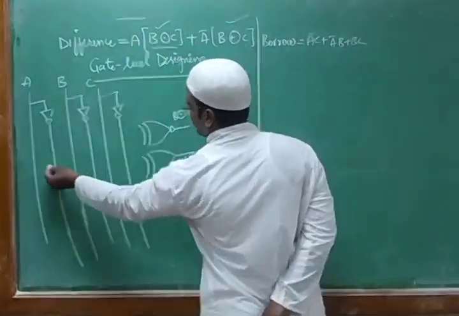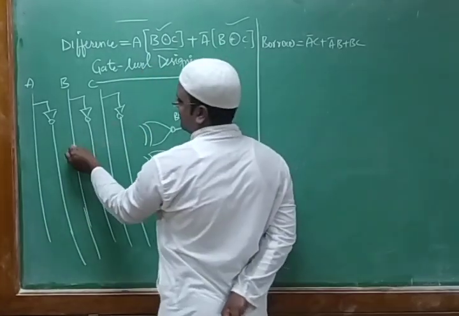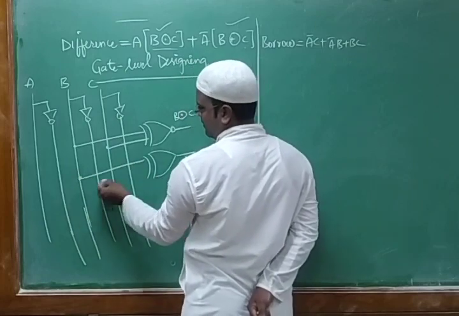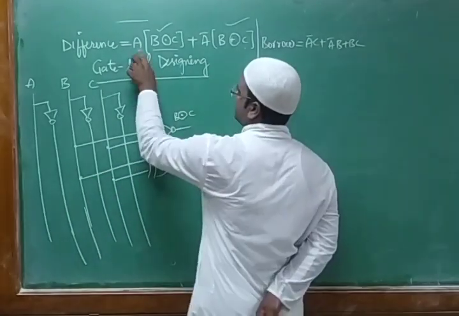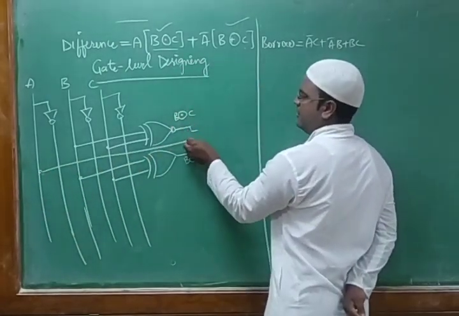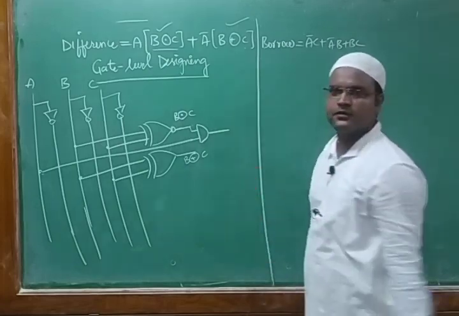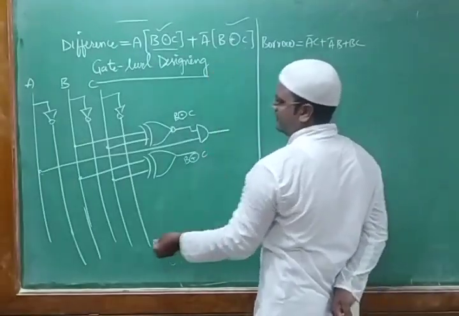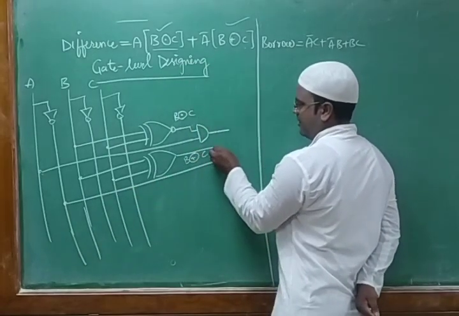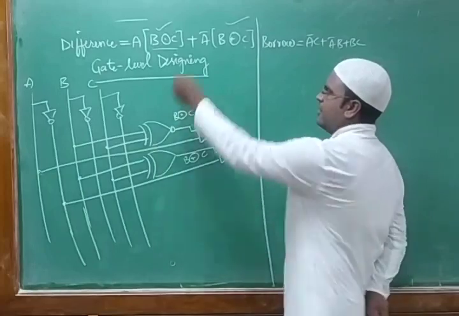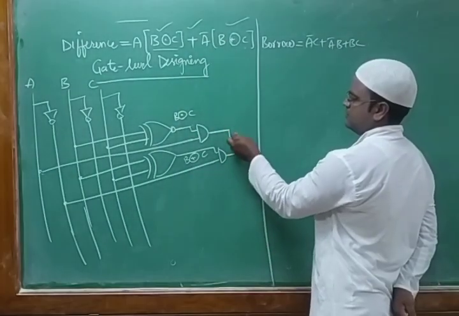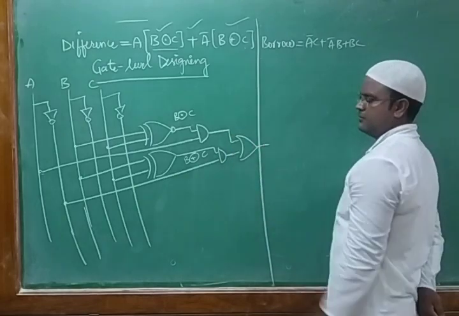So for that, first I'll connect B and C. This is your B, this is your C. Similarly here also, B and C. First is multiply with A. So I'll take the input from A and connect with one AND gate. Likewise for the second one, A complement, and connect with one AND gate. After that I need to add. For adding, I'll connect with one OR gate. This is the way I can do it.